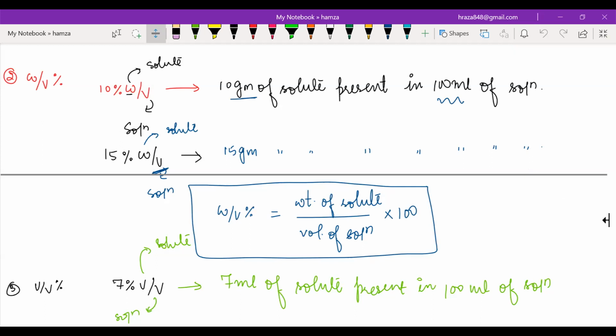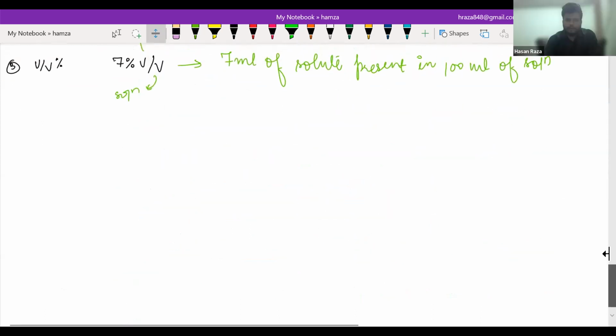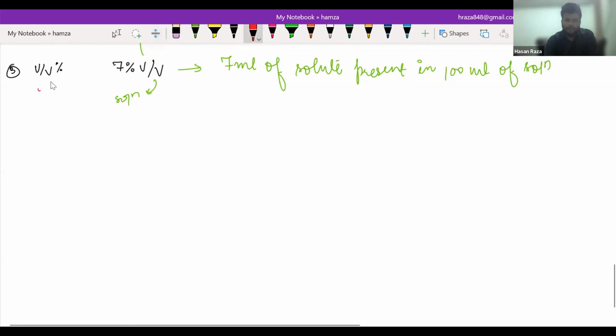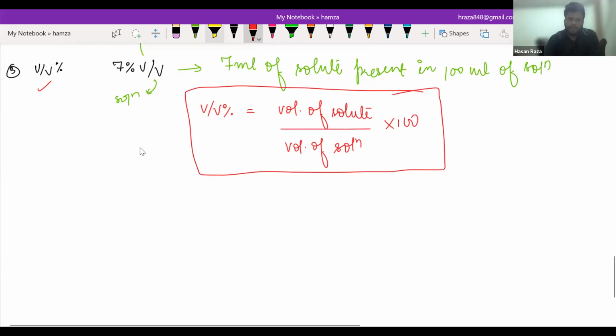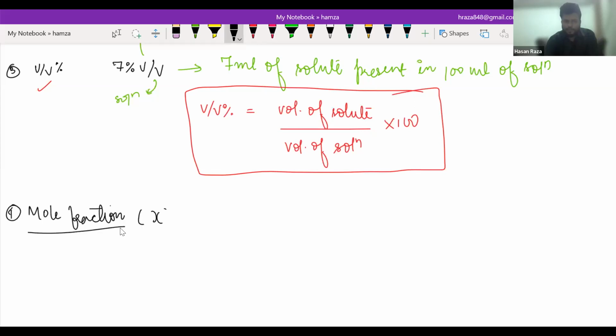Yes, sir. Okay. Now see, if you are going to take volume by volume percent, it will be volume of solute upon volume of solution into 100. This is the formula for volume by volume percent. Please write it and let me know if you are done with this. We will start mole fraction. Here represented by chi.